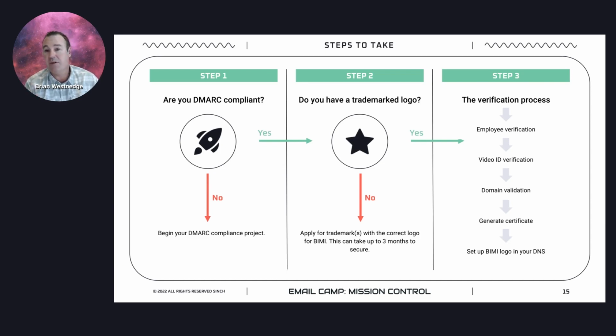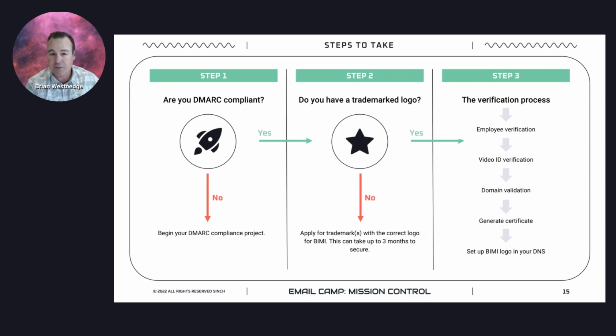It involves a video verification of somebody in your company that actually has to attest to Entrust or DigiCert via a web conference that they're an authorized representative of the company, and they attest that you own the domain and the logo that you want to use in email. So that's great. Again, a step that stops fraud. And if you're already at DMARC compliance and you have your trademark, it's a couple of weeks to get the VMC. So it's not a long drawn out process.